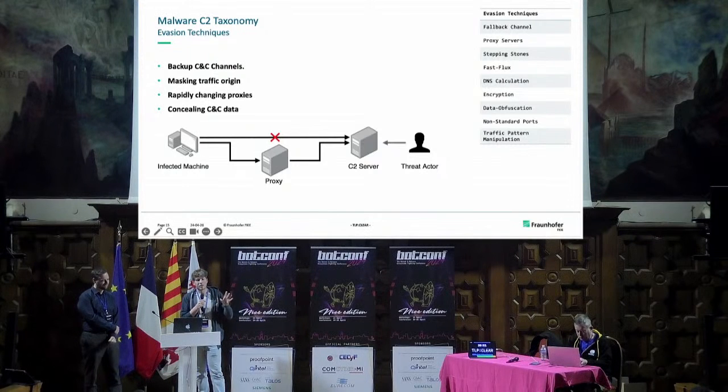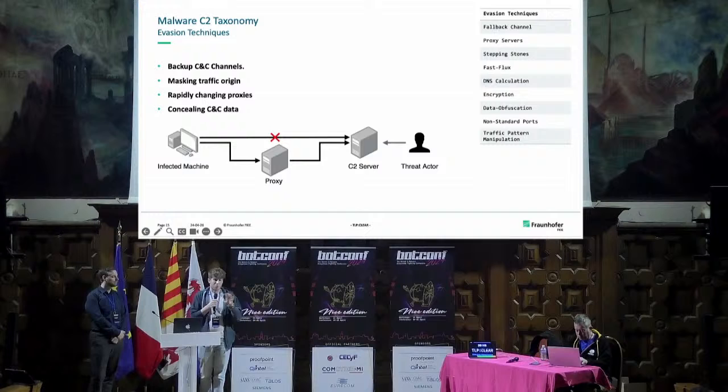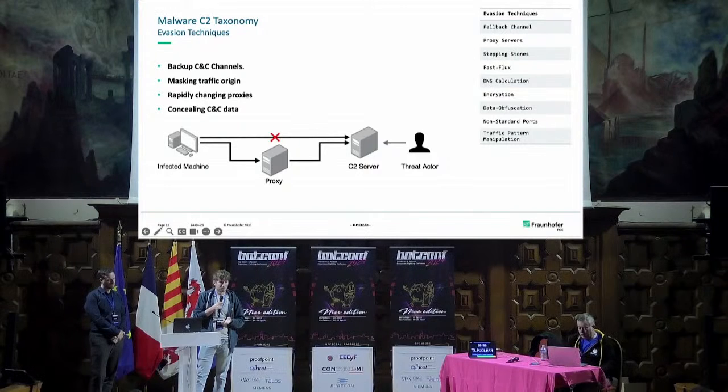So additionally to that, most of the evasion techniques that are covered have a mapping to MITRE ATT&CK. So most of them are already covered in MITRE ATT&CK, so it can be something like backup C2 channels, proxies being used, encrypted data, obfuscated data, or even things like using a non-standard port for the carrier communication protocol.